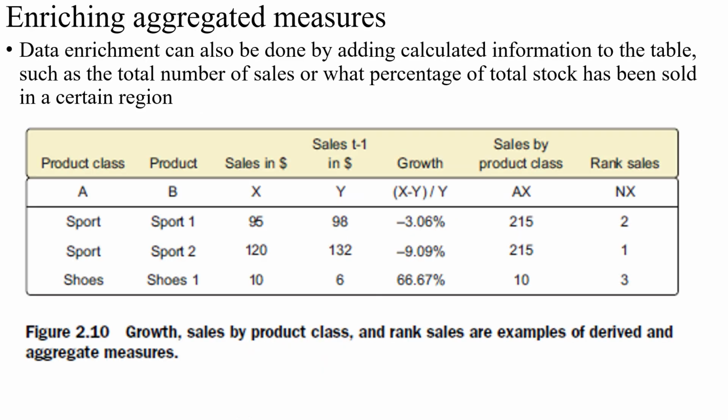Then we have to enrich the data. Enriching the data is for presentation only. So here we collect the data under sport, whether the product is sport one or sport two, and sales also, sales in dollars, where this is one sales and this is another sales. Then we can check the sales growth also. So extra information will be added to this. That is called enriching.